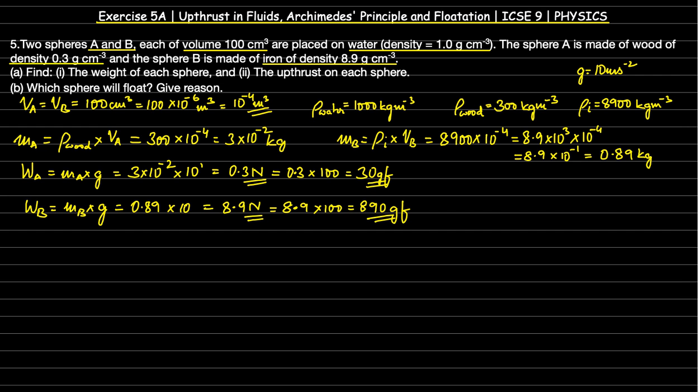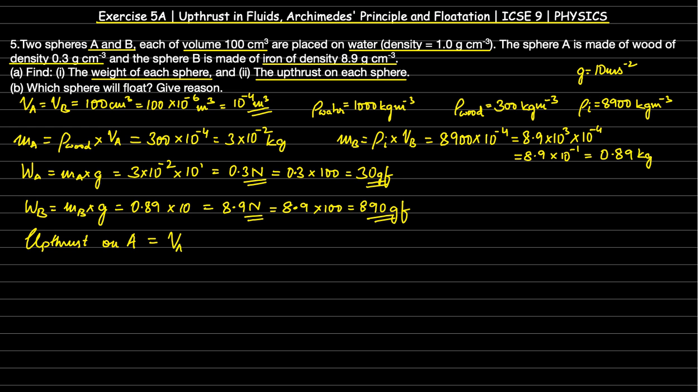Now we need to find weight on each sphere. We have already got it. So first part we have already got it. Coming to the second part, we need to find the upthrust on each sphere. So I would write upthrust on A, that is sphere A, will be equal to V rho g. We will be using this formula.